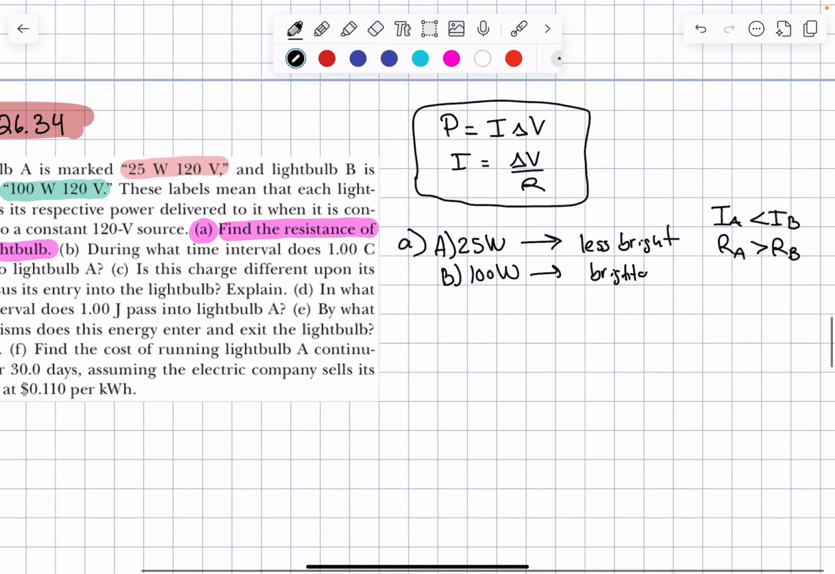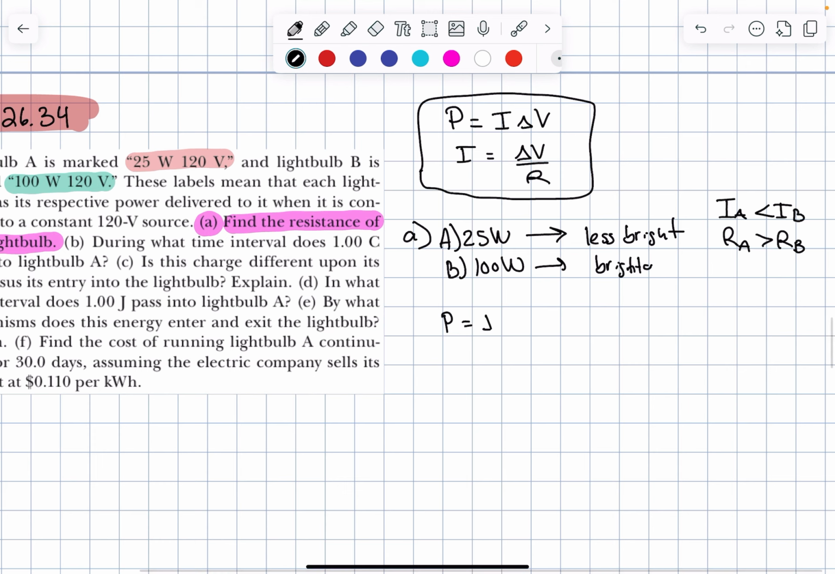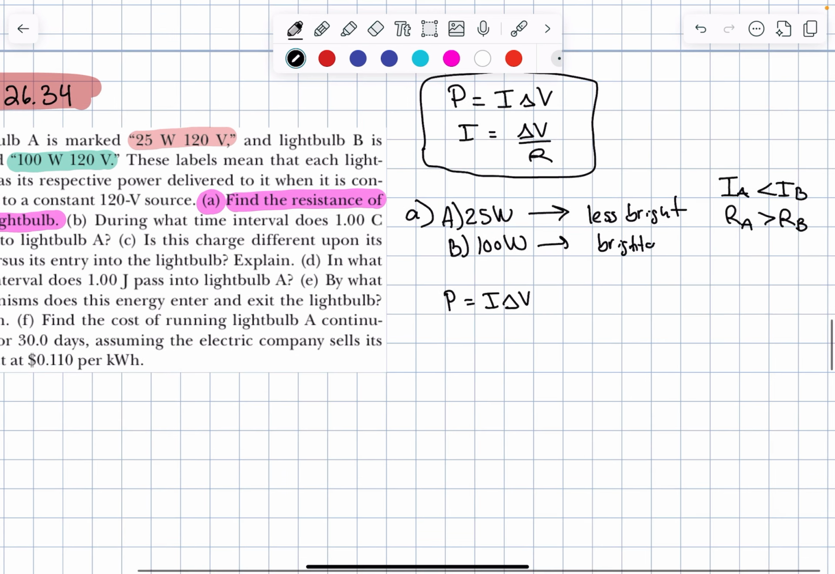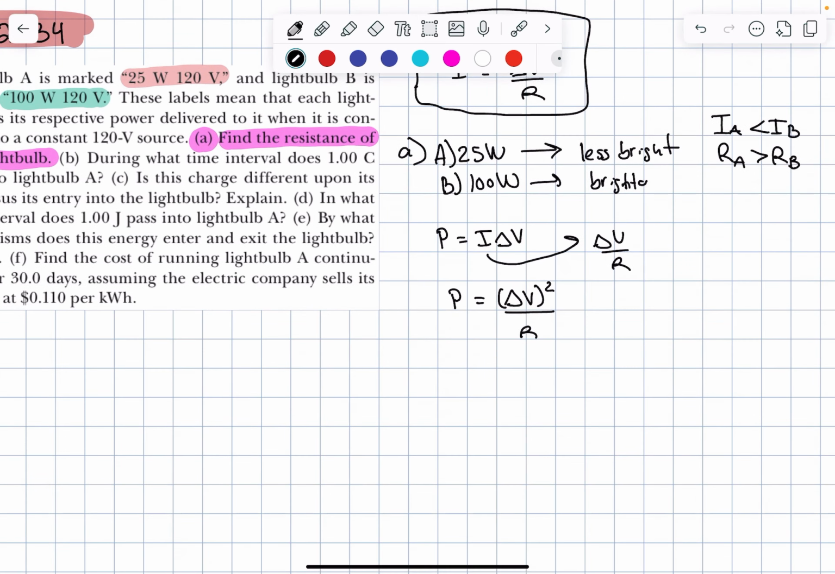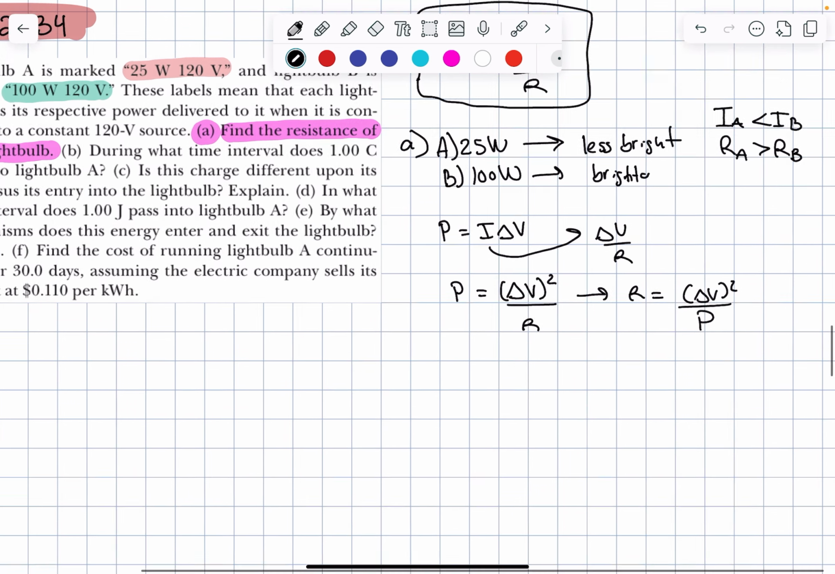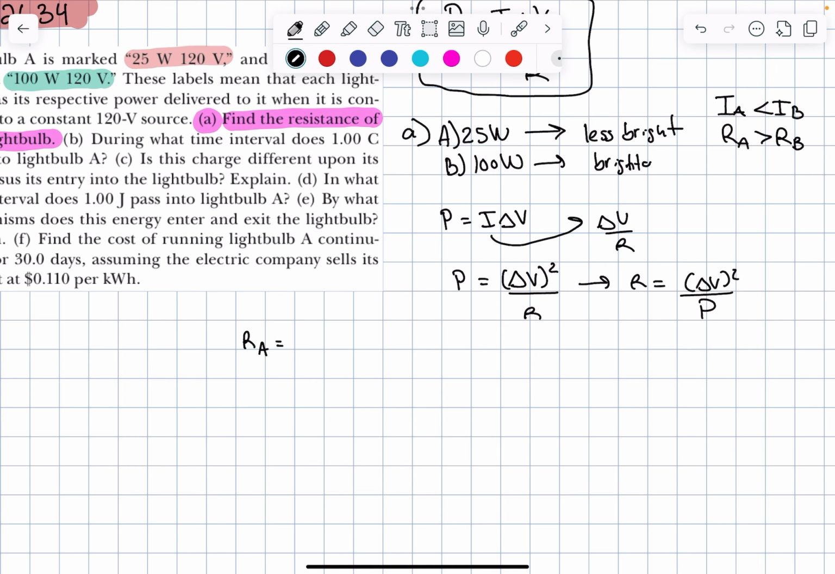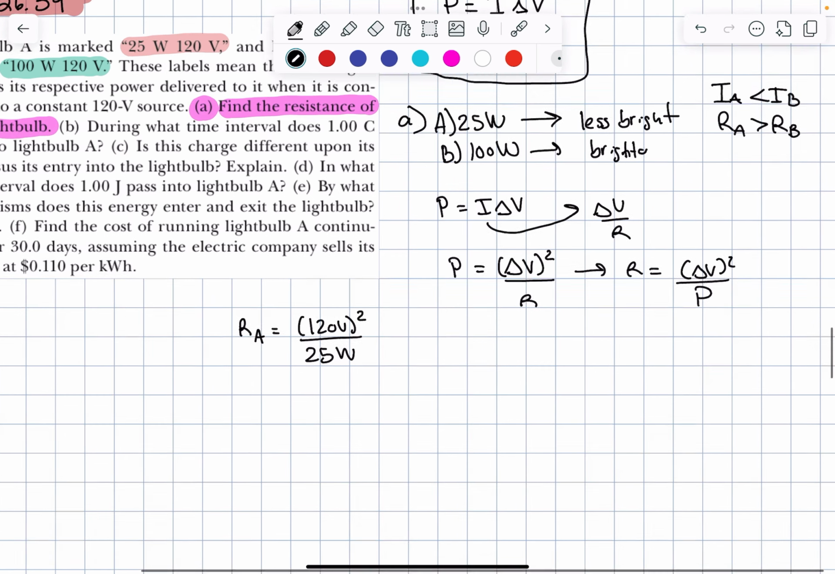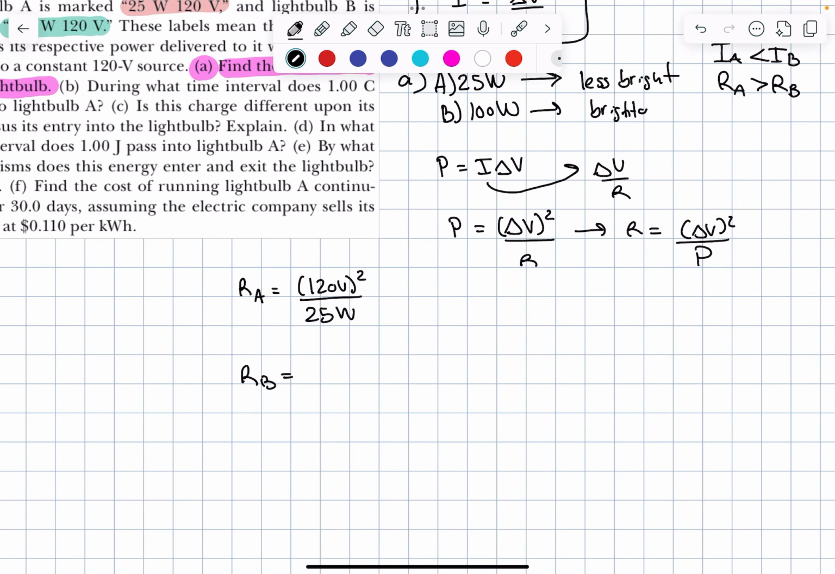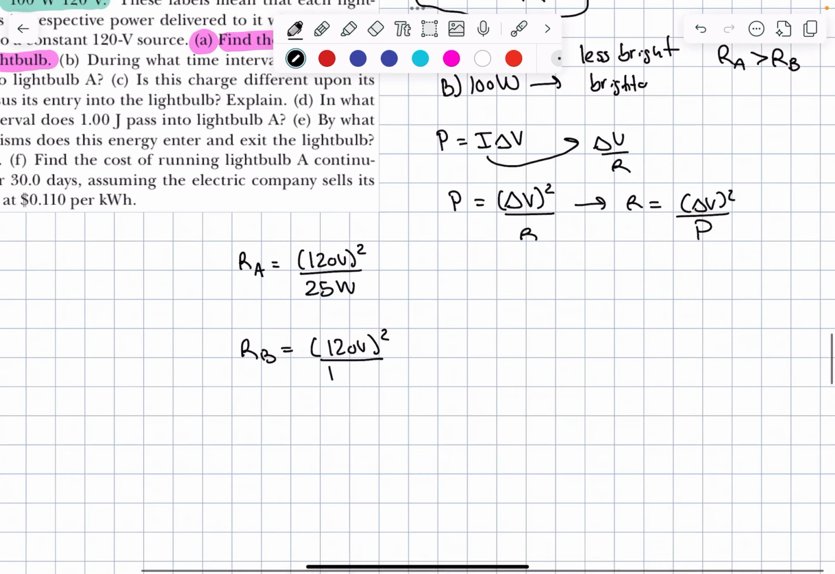And we just have to use our two equations here. So we know P is equal to I delta V, and we know that we can replace I by delta V divided by R. So P is equal to delta V squared divided by R. And then all we have to do is say, well, that means R is equal to delta V squared divided by P. Resistance of light bulb A is going to be 120 volts squared divided by 25 watts. Resistance B is going to be 120 volts squared divided by 100 watts.